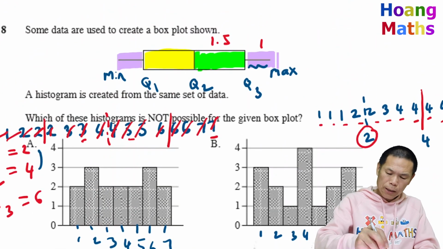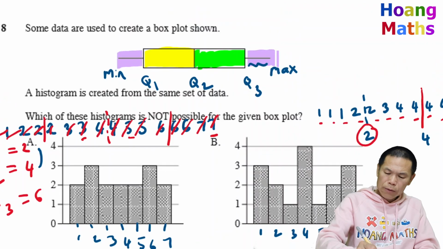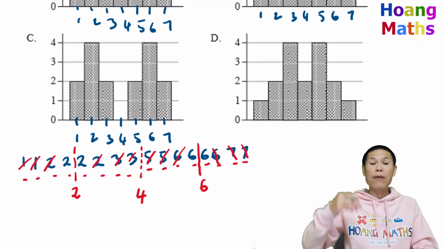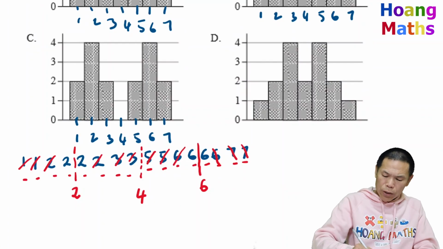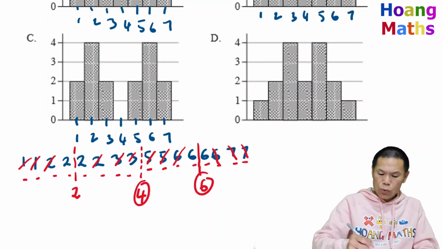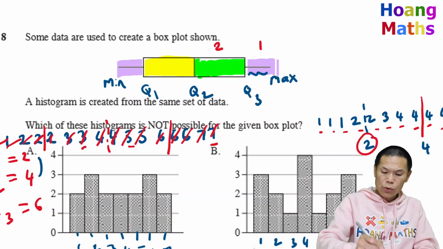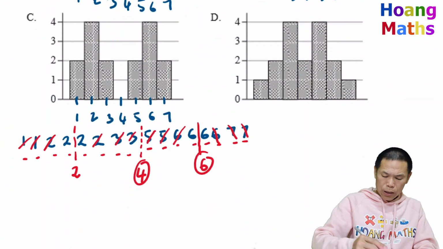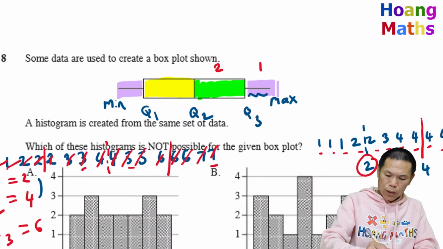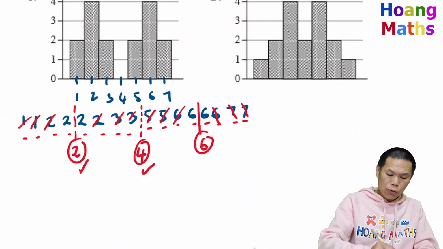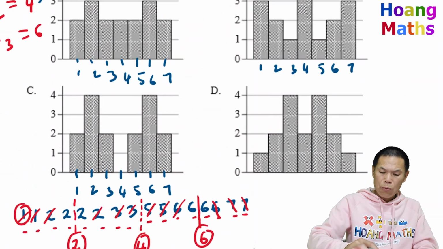So let me clear this. So maximum minus Q3 is 1. 7 minus 6 is 1. Now Q3 minus Q2 gives me 2. So let me just write this down. That is 2. And then median Q2 minus Q1 gives me 2. And then Q1 minus the minimum gives me 1.